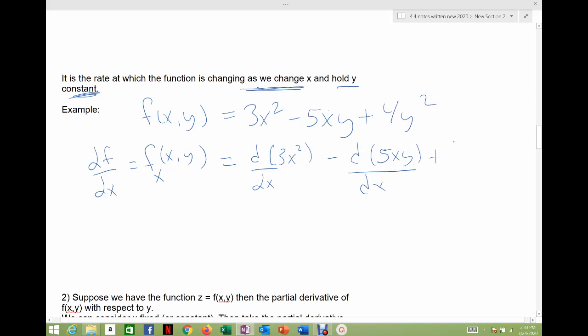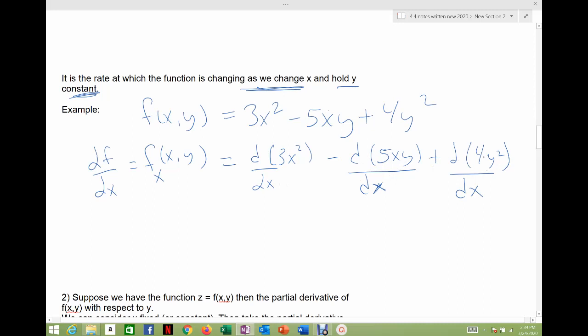And I'm taking the derivative of this part of the function with respect to x. Remember, the derivative is to take the derivative of each individual piece. That's all I did here with this notation. So this is the derivative of the first piece, the power function, 3x squared with respect to x. This is the derivative of the mixed term, right? x and y are mixed together with respect to x.